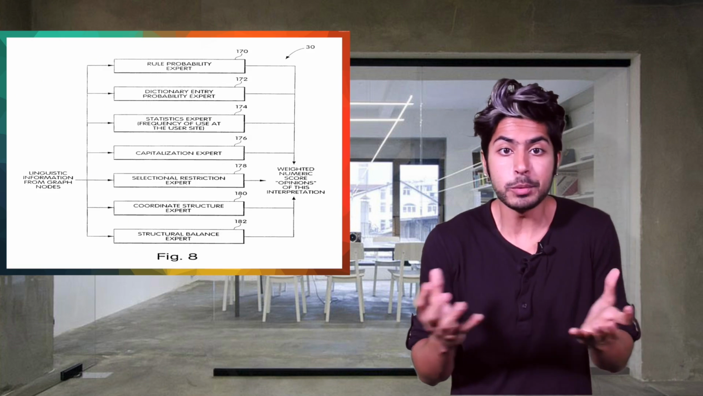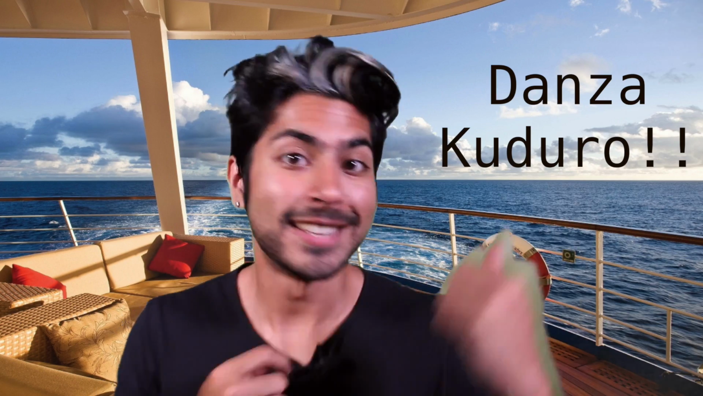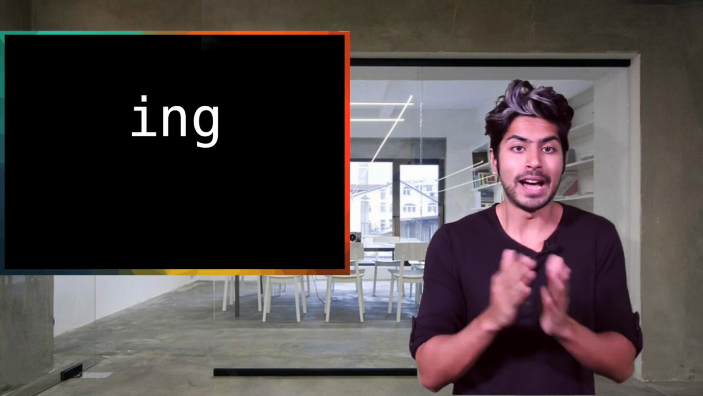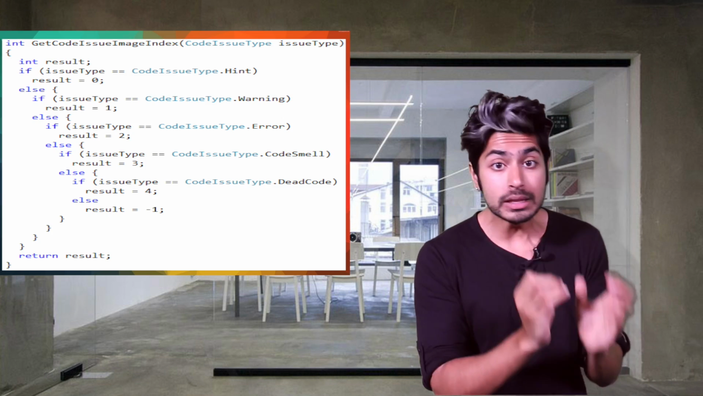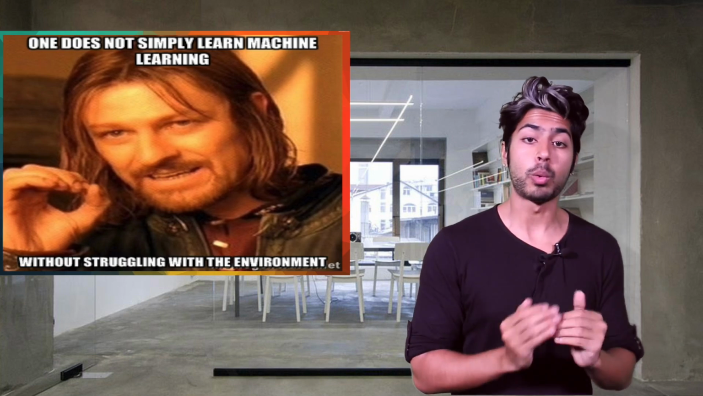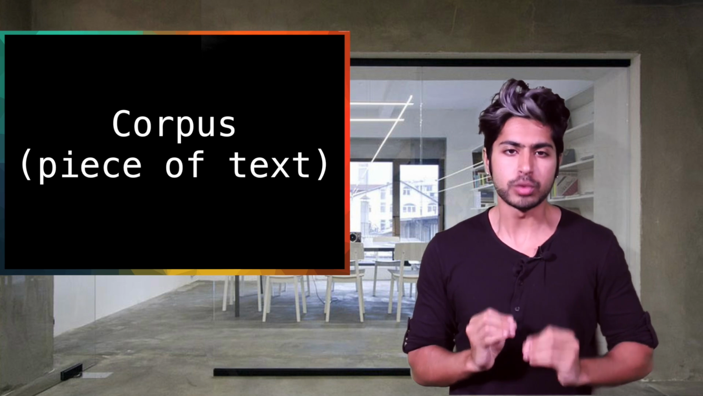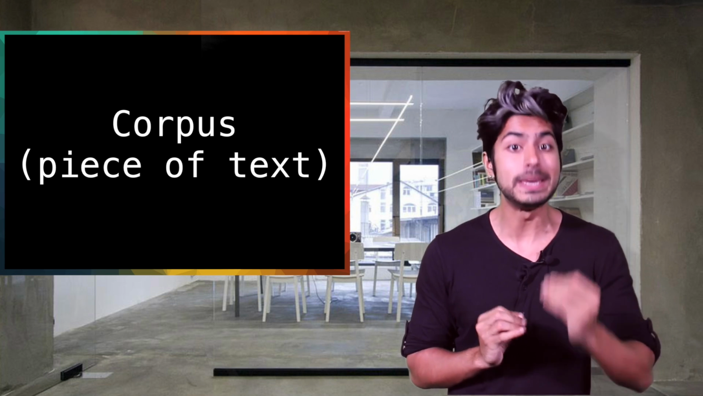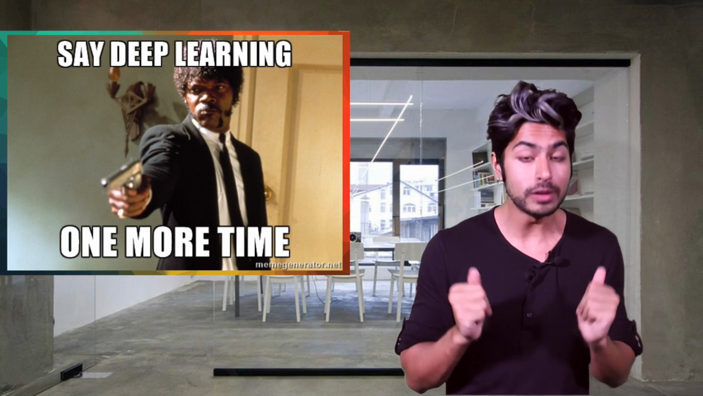Before the 80s, NLP was mostly just a bunch of hand-coded rules, like if you see the word dance, translate it to danzakudura, or if a word ends in ing, label it as present tense. While this worked, it was really tedious and there are a million corner cases. It's just not a sustainable path to language understanding. The way forward was and is machine learning. So instead of hand-coding the rules, an AI learns the rules by analyzing a large corpus or piece of text. This has proven to be very useful, and applying deep learning to NLP is currently the bleeding edge.